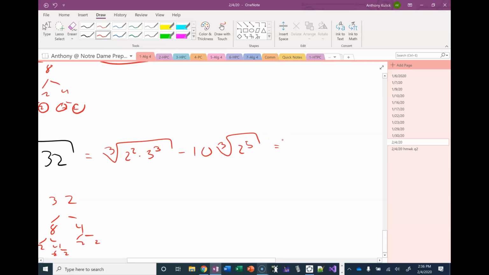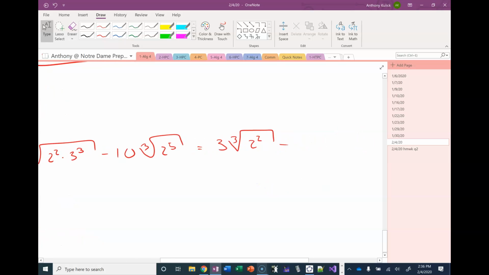Looking at the first radical, what can I take out? 1, 3. That's correct. What's left underneath the radical after I take out that 1, 3? Just the 2 squared. Okay. Then let's look at the next radical. What can I take out of that one? 1, 2. What's left after I take out that 1, 2? 2 2's. Is everybody okay with that?